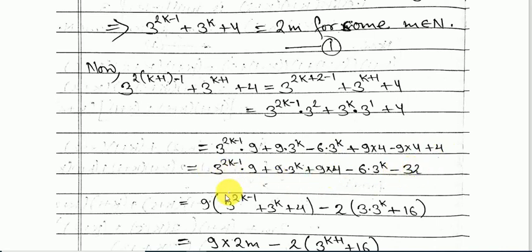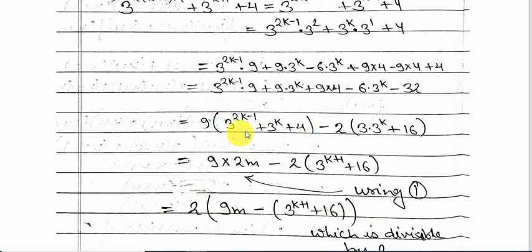Now if you see from these three terms, 9 is common. Yes, 9 comes out. Then you can get 3 to the power 2k minus 1 plus 3 to the power k plus 4. And this is nothing but 2m from equation 1. On this side, 6 can be written as 2 into 3, and 32 can be written as 2 into 16. So 2 is common in these two, so 2 comes out, and here this can be written as 2m. Done. So now you can see that in these two terms 2 is common, so 2 comes out.